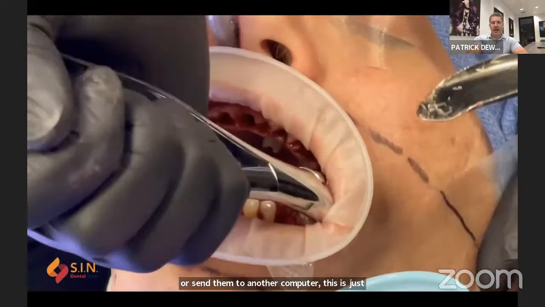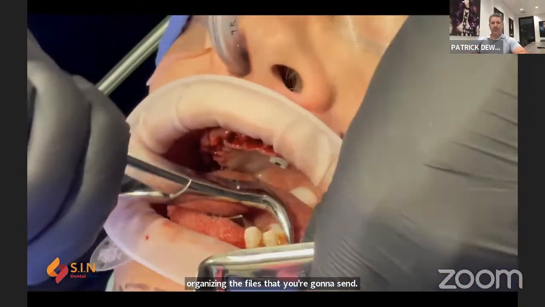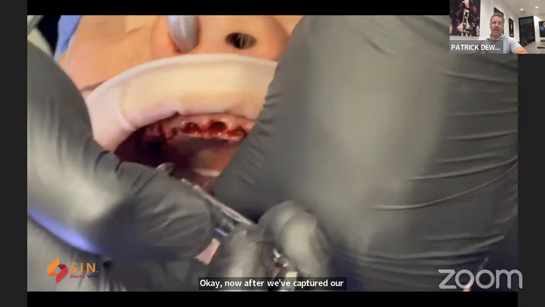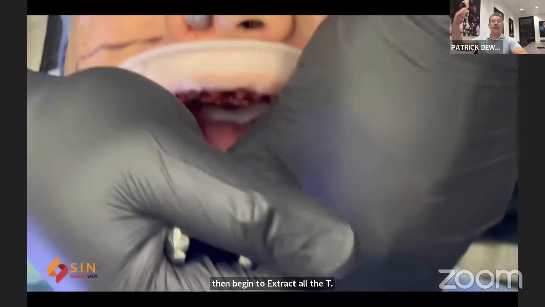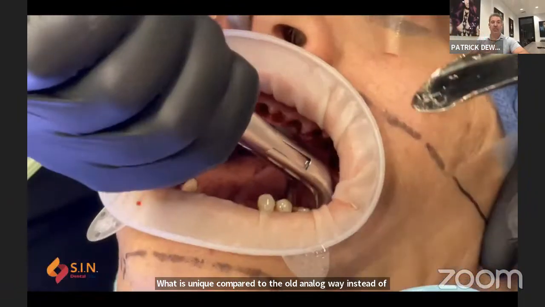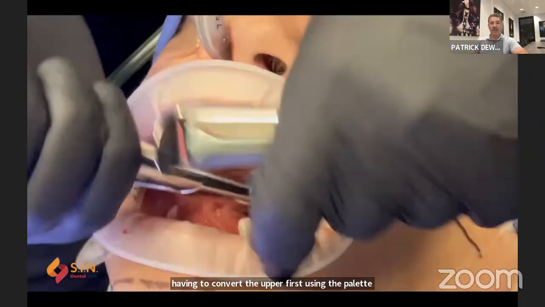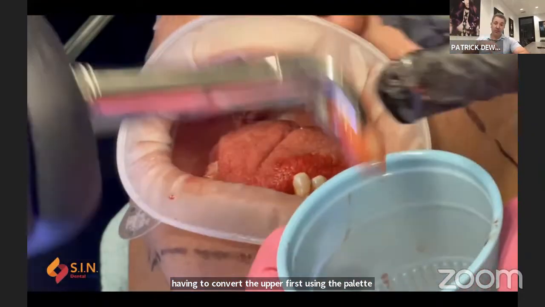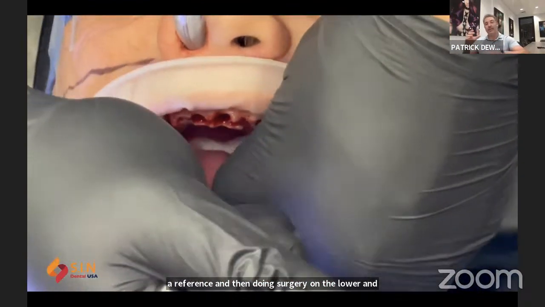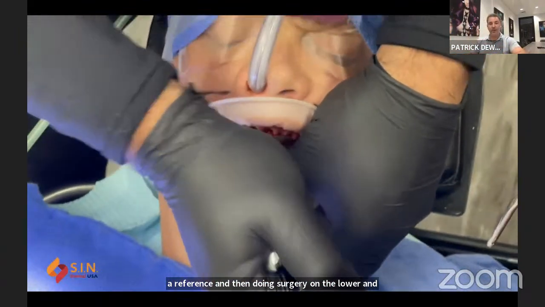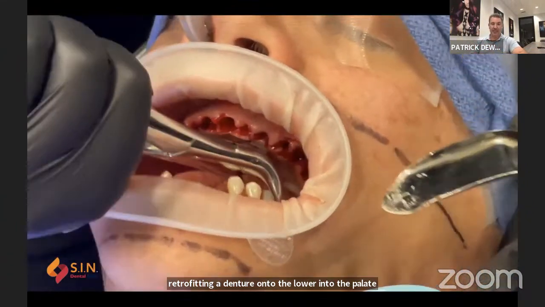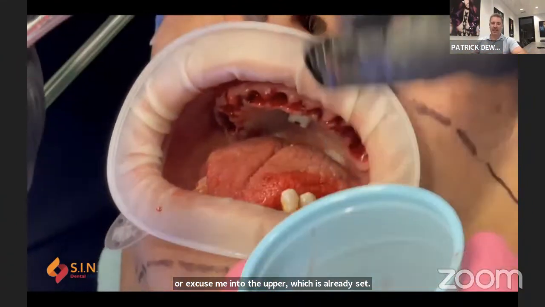Now, after we've captured our pre-op records, we can then begin to extract all the teeth. What is unique compared to the old analog way, instead of having to convert the upper first using the palate as a reference, and then doing surgery on the lower and retrofitting a denture onto the lower into the upper, which is already set, you can do both arches simultaneously. It speeds up the process significantly.